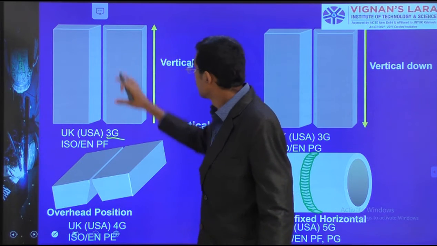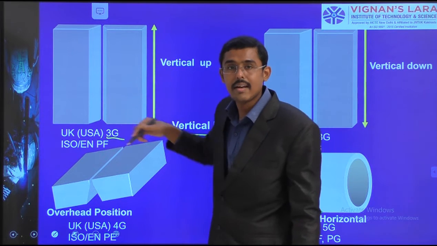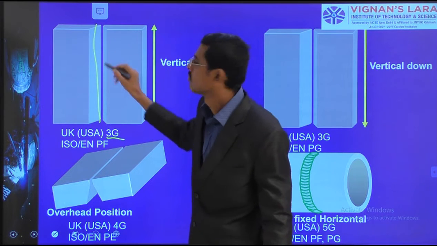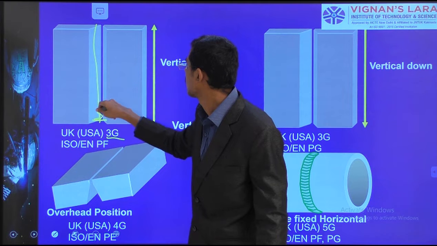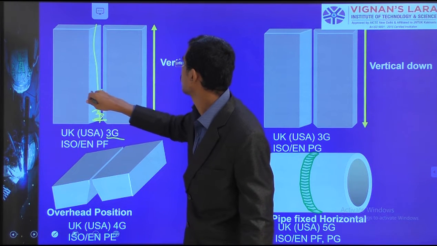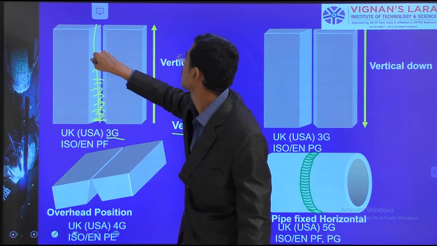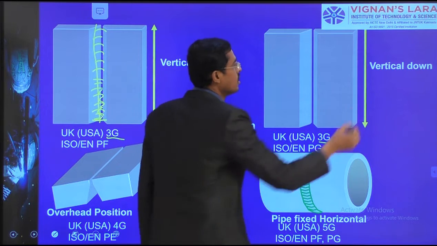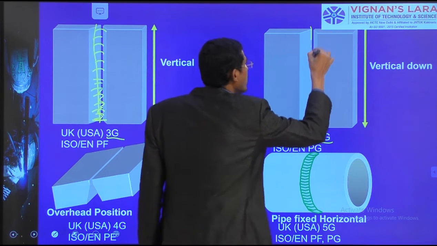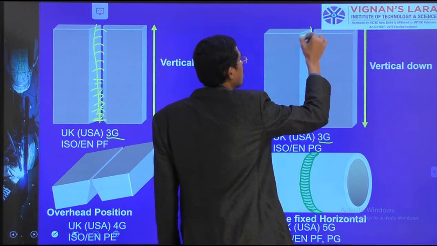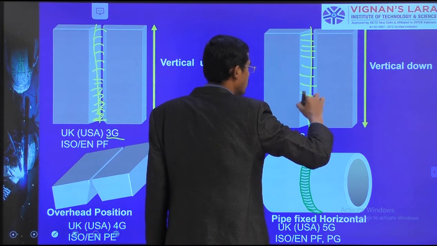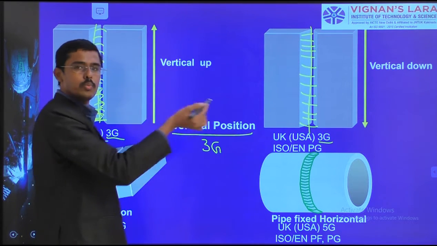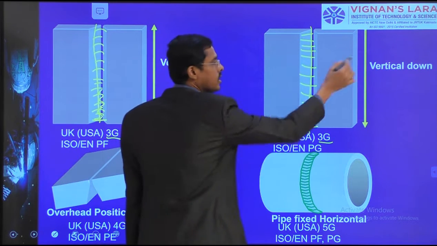the 3G plate has kept vertical, but I am able to do welding maybe from here to here. Welding can be done here like this. I am moving the hand upward, vertical upward I am doing. Otherwise, 3G, vertical downwards. I want to weld from here to here. So likewise, vertical downward or vertical upward, both belong to 3G: 3G upward, 3G downward.